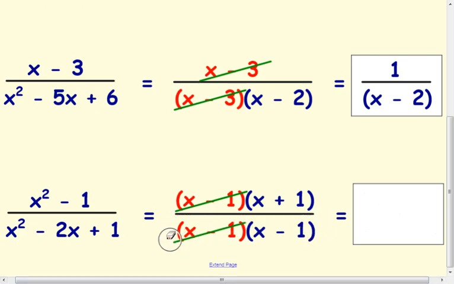And if you wanted to multiply that out again, x times x is x squared. X times minus 1 is minus x. There's another minus x, which will give you a minus 2, then plus 1. Okay, these two will cancel, and that leaves you x plus 1 over x minus 1.